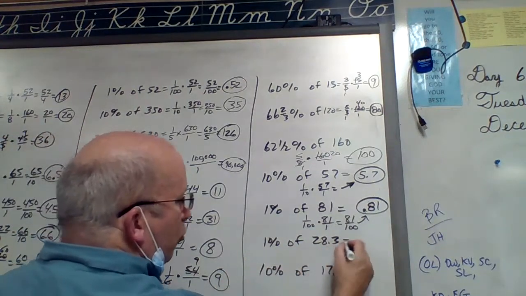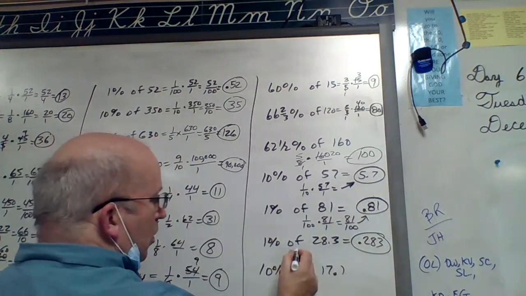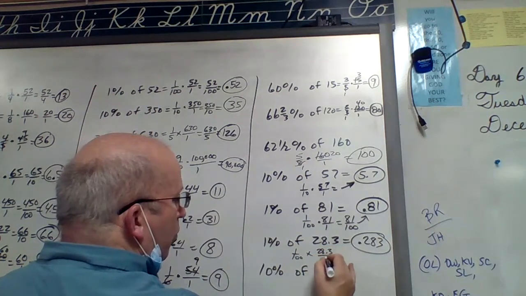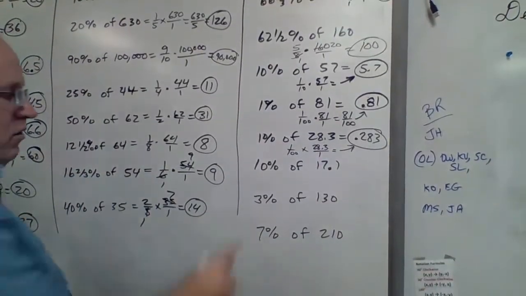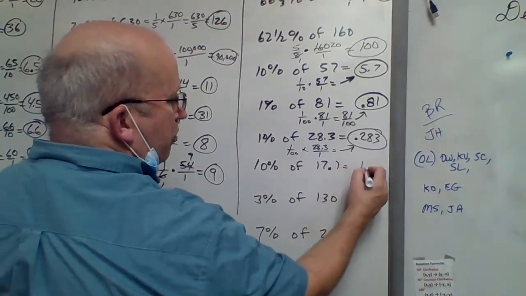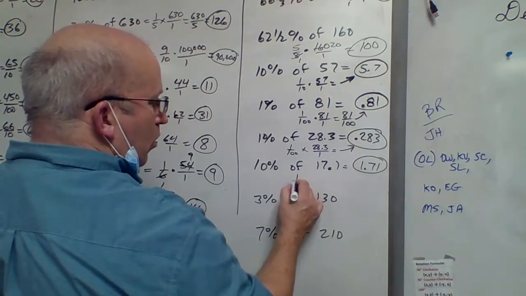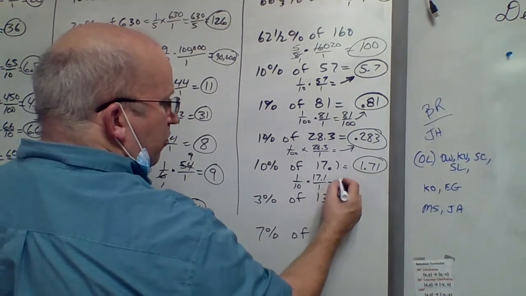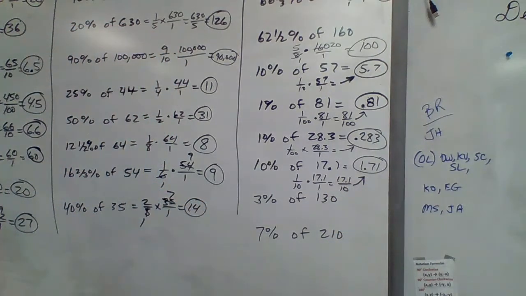Same thing with this one. We're moving the decimal point 2 places to the left. So it'll be 0.283. Or we could take 1 over 100 times 28.3 over 1, and we would still get that same answer. How about 10% of 17.1? Hey, Mr. Panko said move the decimal point 1 spot over to the left. That would be 1.71. Or we can take 1/10 times 17.1 over 1, and that would still give us 17.1 over 10, which would simplify to 1.71 when we did the long division.